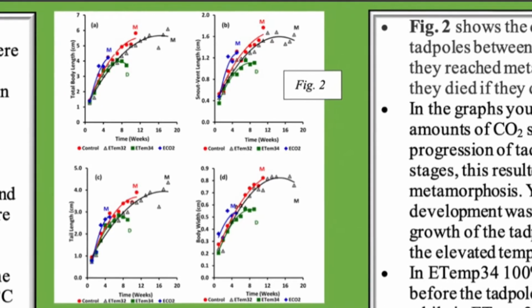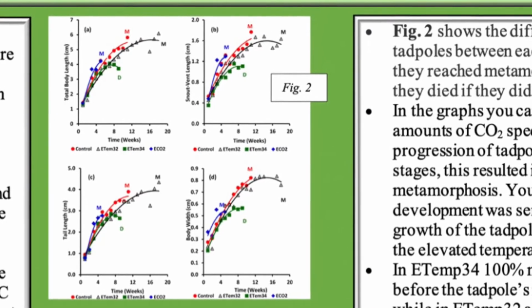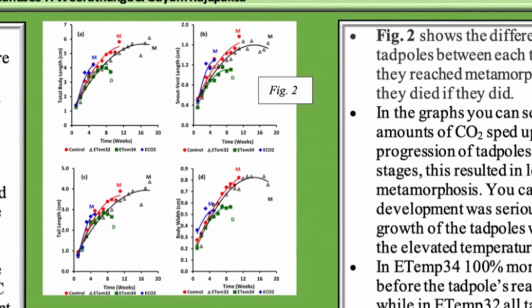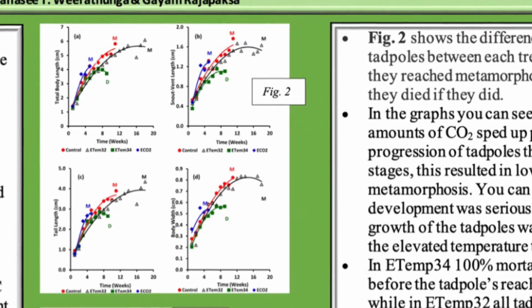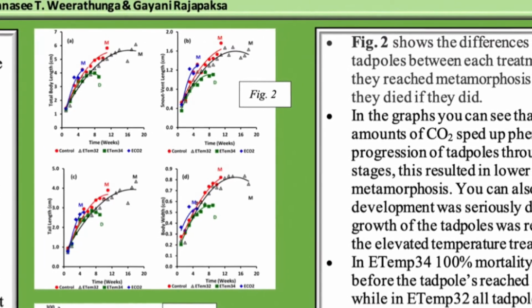Figure 2 shows the difference in growth of the tadpoles between each treatment. M is when they reach metamorphosis, and D is when they died if they did. In the graphs, you can see the elevated amounts of CO2 sped up phenological progression of the tadpoles through the Gosner stages. This resulted in lower body size at metamorphosis.